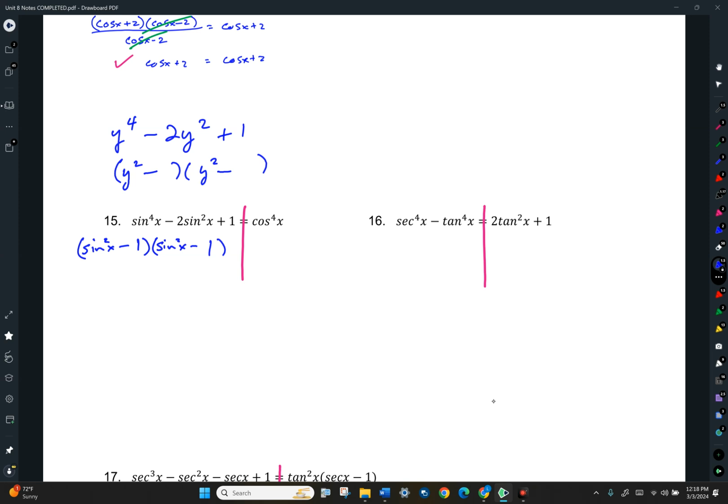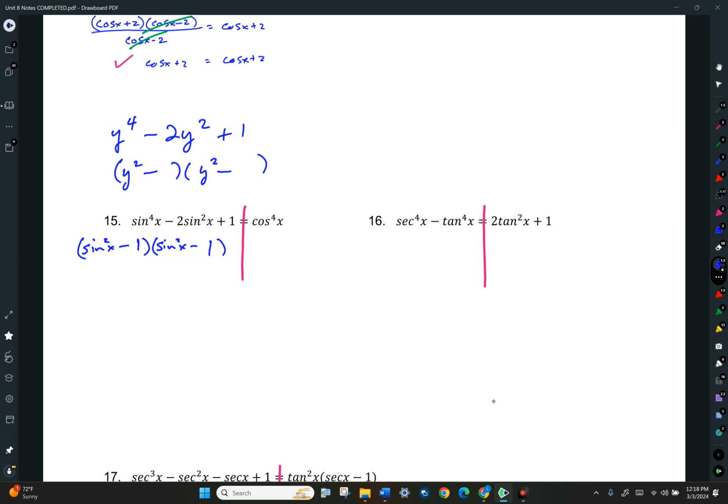You might be saying, hey, look, on the left side, that's identity number 6, sine squared minus 1. It's close, but it's not. Because identity number 6 is 1 minus sine squared, not sine squared minus 1. Are they the same? No, they're different. They're positive and negative of each other. And you can't do that manipulation in your head. That's not legal. You got to show your step.